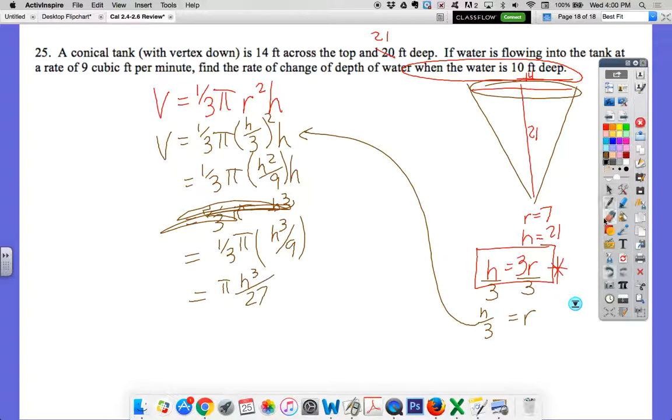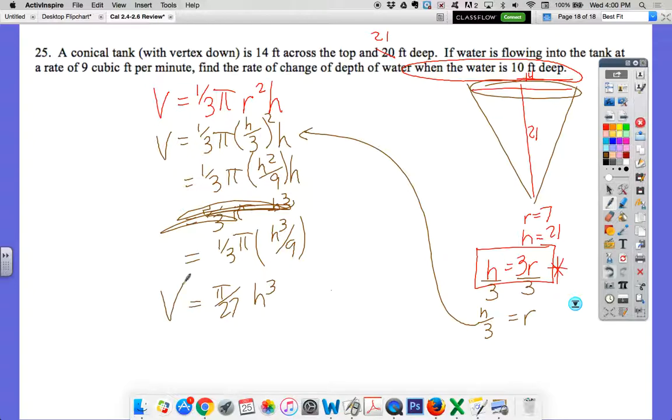There's a better way to write that. Let's do all of the constants out front. What about pi over 27 h cubed? Yes. So we have all the constants together and we have the variables together. It's going to be much easier to do.